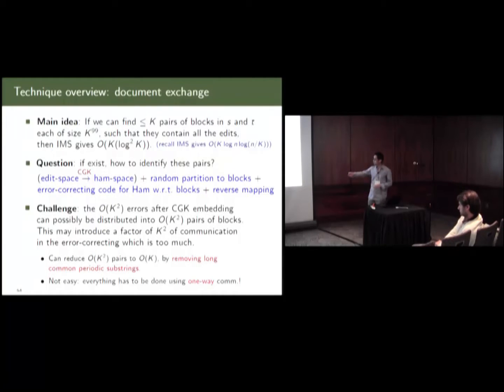So what we show is we can actually reduce this k squared to k if we can remove those long common periodic substrings. This is a fairly technical step because it's not easy: everything has to be done in one-way communication. They have a long common periodic string, but Alice has to remove those without talking to Bob. So this is why it is difficult. Without talking to Bob, how can we remove these things?